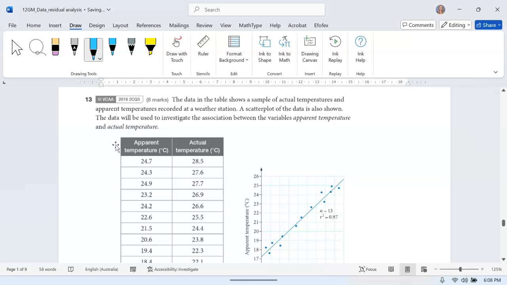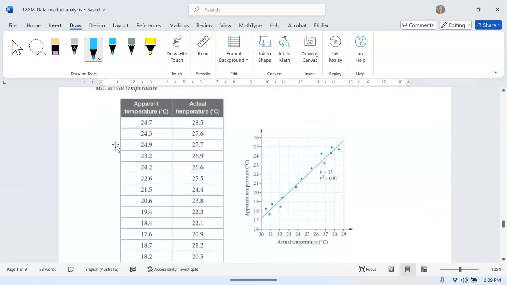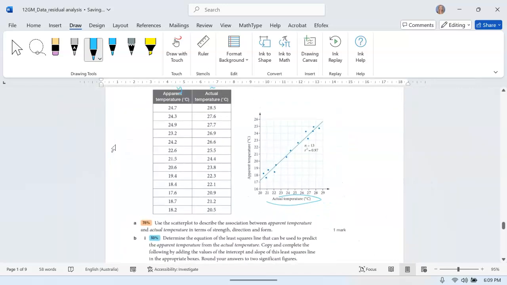All right, this was from the 2016 exam. The data in the table shows a sample of actual temperatures and apparent temperatures recorded at a weather station. A scatter plot of the data is shown, and the data will be used to investigate the association between the two variables. It's always great to be given a scatter plot because we know that your actual temperature is your X, because it's your explanatory, it's on your X axis, and apparent is on your Y axis. So in your table, it's just around the other way. They're a bit sneaky like that.